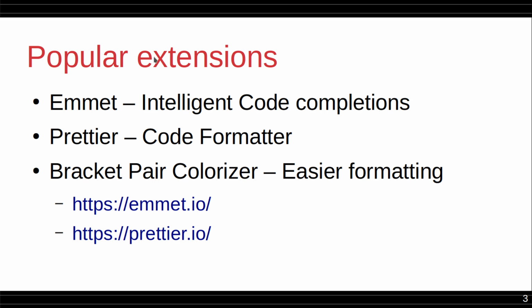Now the popular extensions that I use, and most people that I've seen use, one is called Emmet, and it provides intelligent code completions where you can do shortcuts and it automatically completes the code for you. Now Emmet comes pre-installed with Visual Studio Code, but if you don't have it, you can just get it from the VS Code marketplace. I'll show you where to get that, or you can go to their website right here and download it and install it.